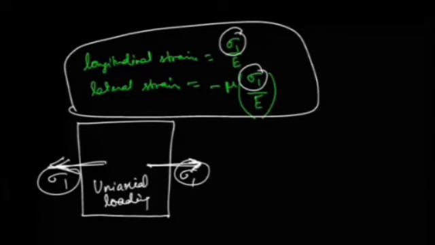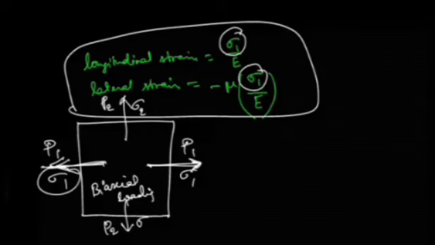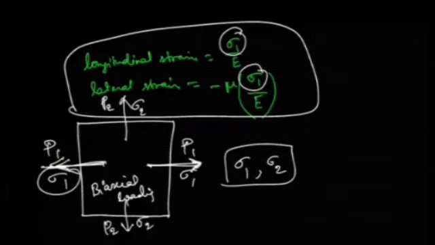Also we have biaxial loading. In case of biaxial loading, we'll see that there will be two forces, one along the longitudinal direction, P1, and the other force acting in the perpendicular direction. So we'll have one more force, P2, and as a result we'll get sigma 2 as well. So for biaxial loading we'll get two stresses, sigma 1 and sigma 2. So we'll see the longitudinal strain and the lateral strain for that in terms of sigma 1 and sigma 2.